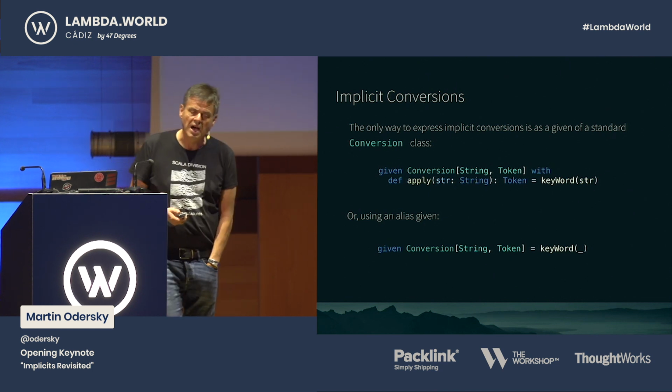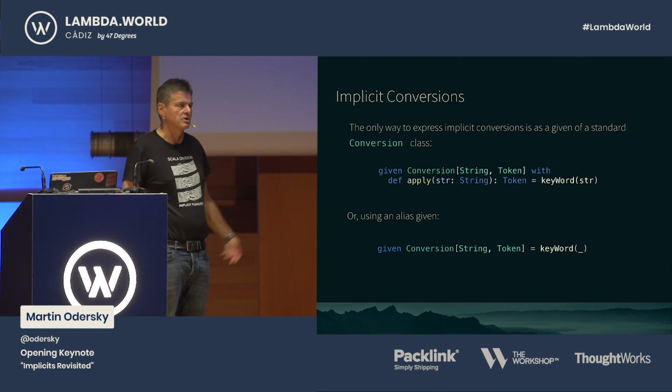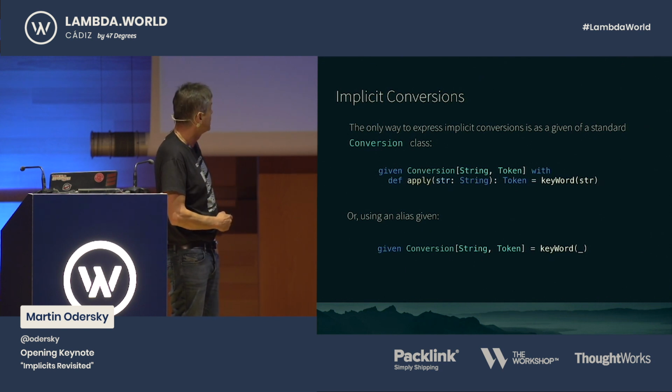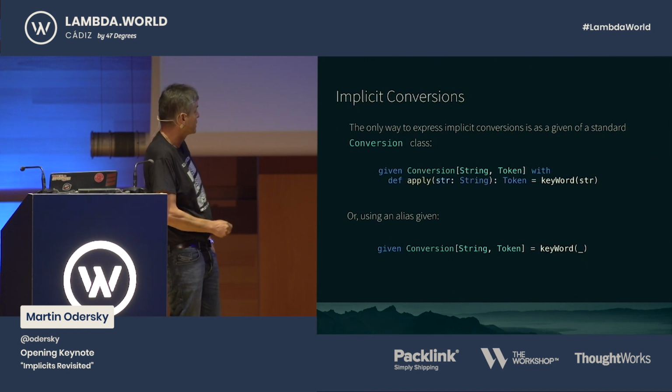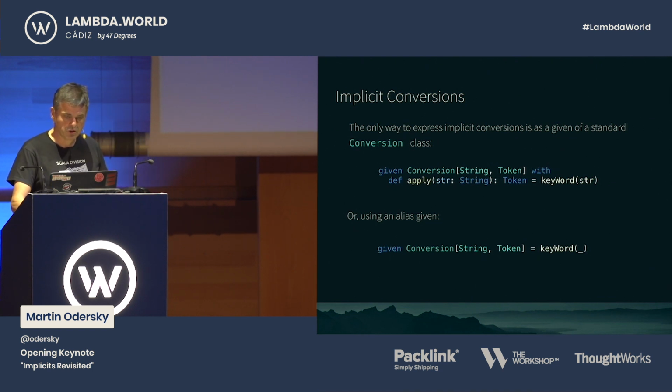So what the rules are now is to say, well, conversion is essentially just a special type. And you can define given instances for these conversions, and then you get the implicit conversion. So instead of having an implicit def that's a conversion, we essentially can give you a given instance for a conversion class, so Conversion from String to Token, and we have to give you the apply method that converts a String to a Token. Or you could use an alias given like that. The two are equivalent. The second one just says my conversion from String to Token is actually this partially applied function. So that's how we do conversions, and that means conversions are treated not as a feature by themselves, but as a special case of the general given instance design.